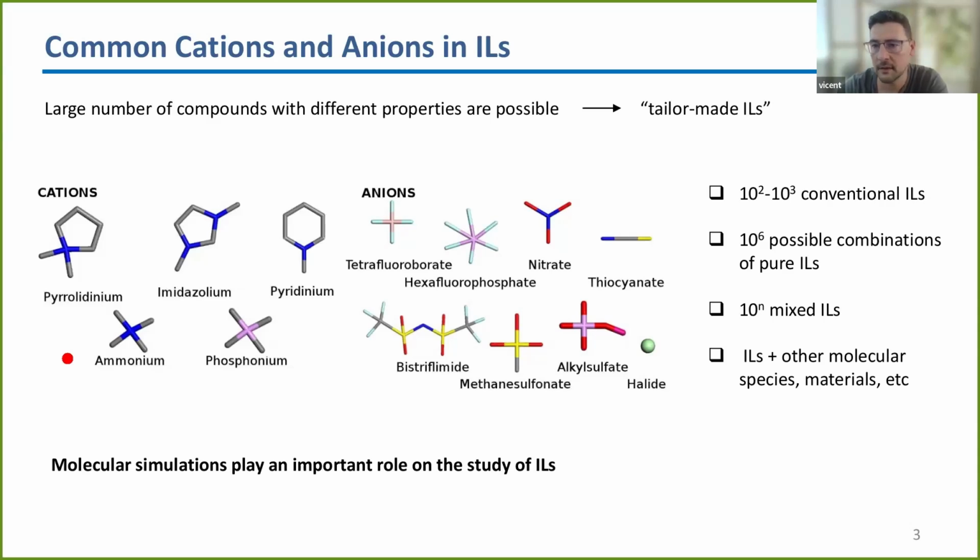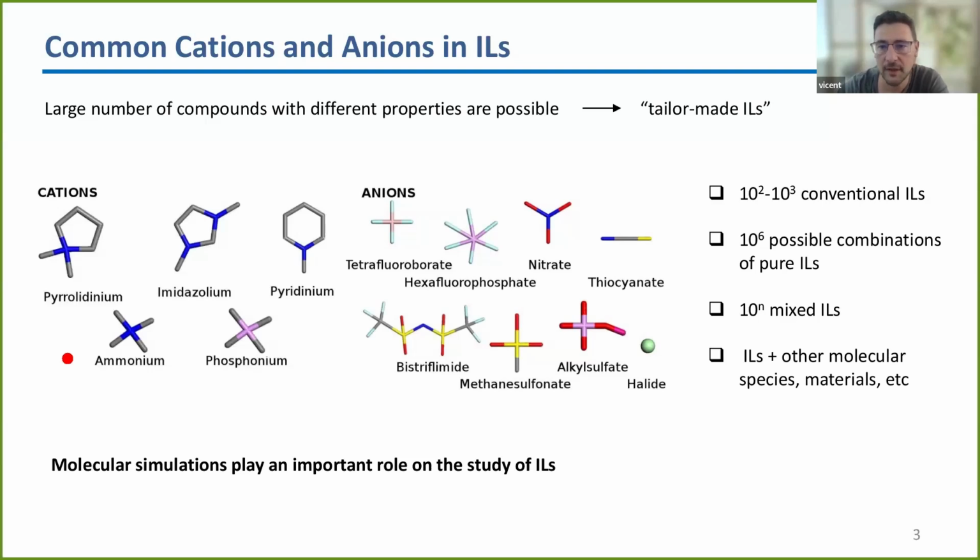So if we go to more numbers, we can estimate possible combinations just for pure ionic liquids. Pure ionic liquids are composed of a single cation and a single anion. We can talk about millions of possible combinations. But this is not the end, because we can combine multiple of them at the same time. We can have one cation and two anions, or the other way around, or 2 or 3 cations and 2 or 3 anions. This gives us mixed ionic liquids.